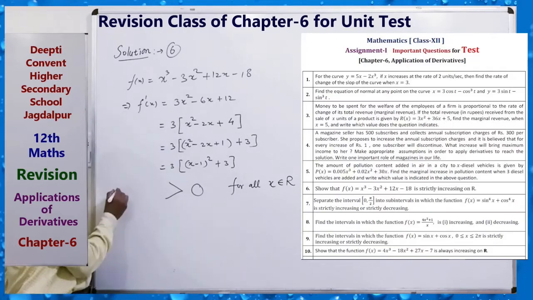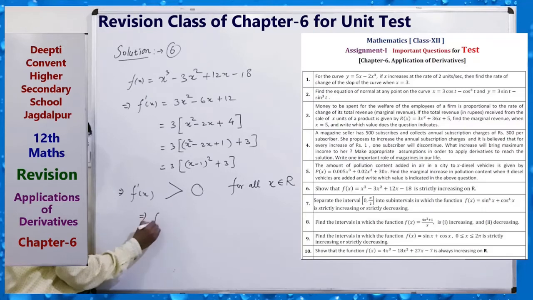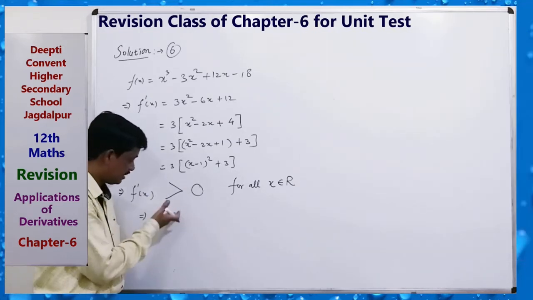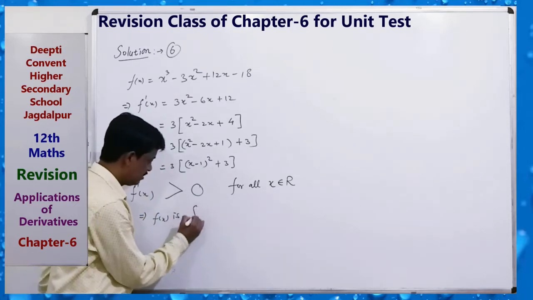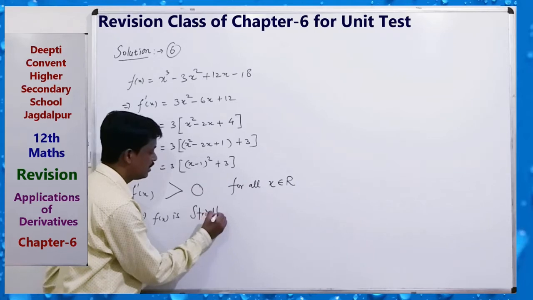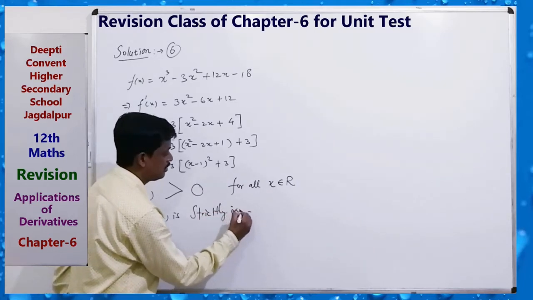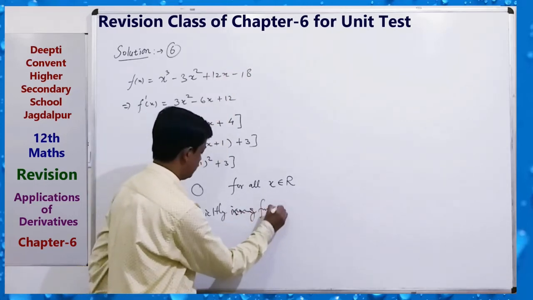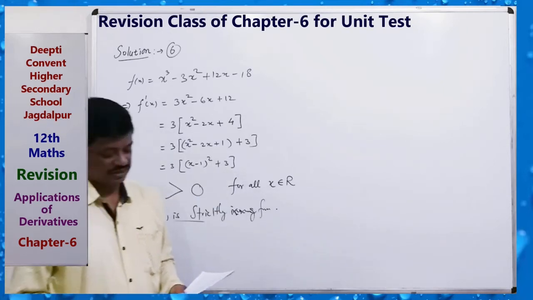So f dash x is greater than 0, which implies f(x) is strictly increasing. This is the increasing function. Okay, the method is very simple.